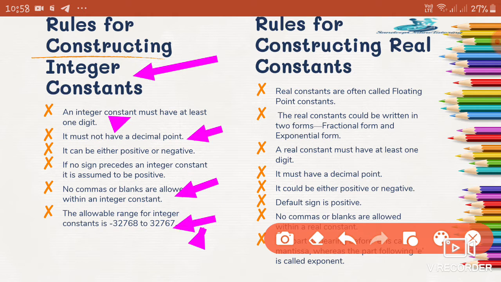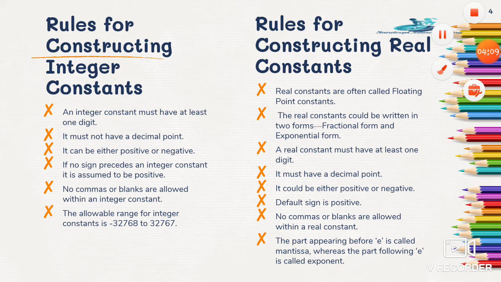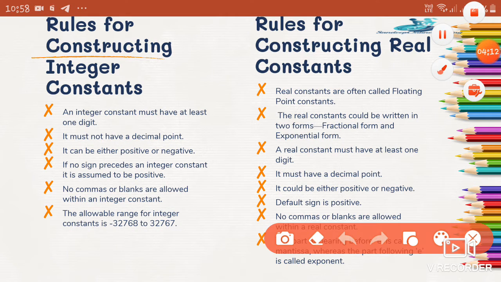So this is the range that is available for the integer constant: -32768 to 32767. Most of the students in every class just cram this number. I don't know why they cram this number. There should be some logic behind this. As per me, there is no need to cram this number. So we will discuss how to generate this number and why this range is particular for the integer constant.